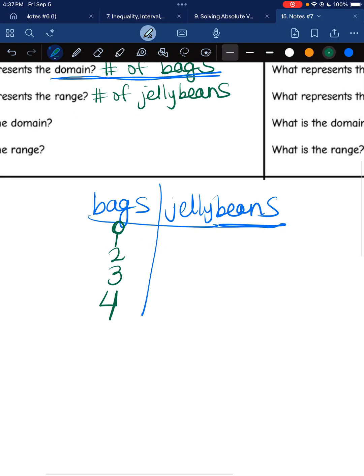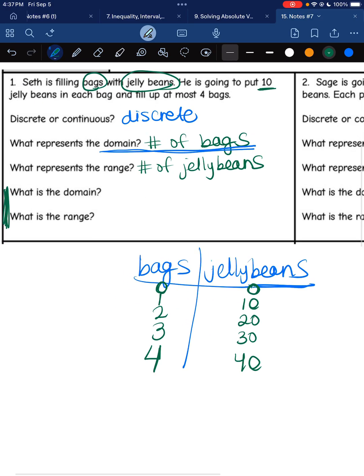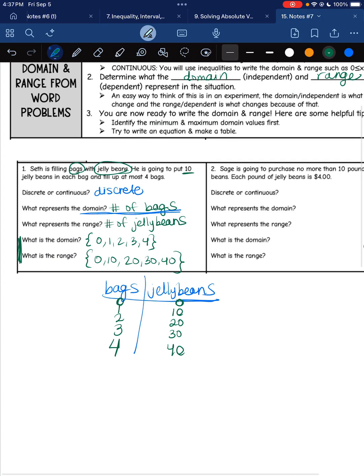So if I have 0 bags, that means I don't have jelly beans. If I have 1 bag, I have 10 jelly beans. 2 bags is 20, 3 is 30, 4 is 40. So whenever it is discrete, all you do is list the numbers on your table. So for the domain, 0 for the bags, 1, 2, 3, and 4. That's it. And for the range, for the jelly beans, 0, 10, 20, 30, and 40. So that's how you do it if it's discrete.